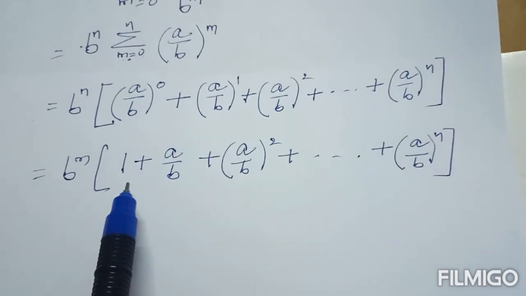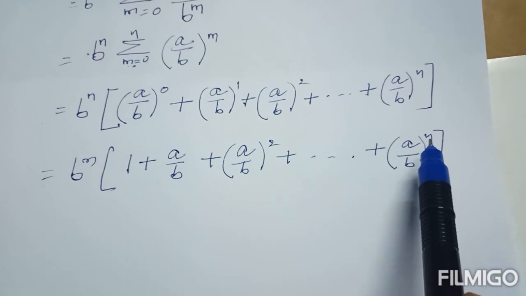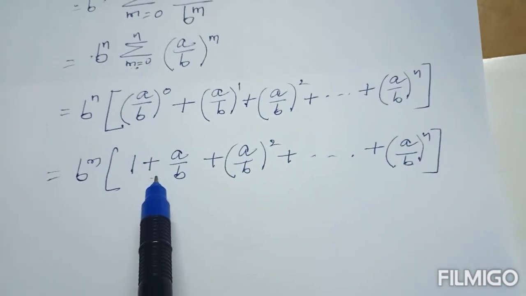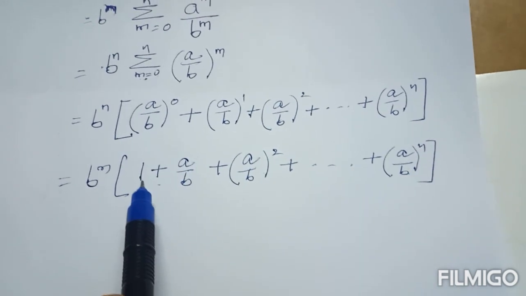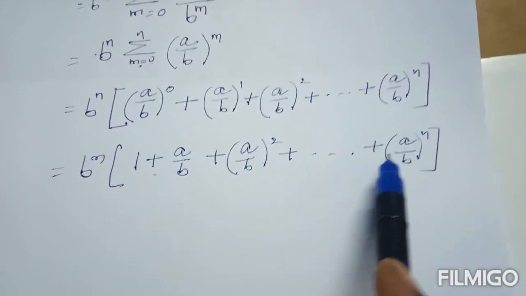Here b^n (1 + a/b)^2 + ... up to (a/b)^n. Now this is the expression, the sum of n plus 1 terms. This is the first term, second term, up to n, so the total number of terms is n plus 1, and it is also in geometrical progression.